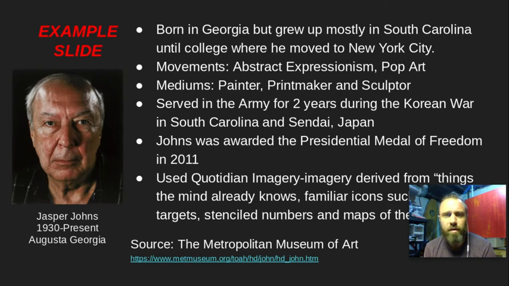So, information about him that is not necessarily something that's just a paragraph. I like bullet points. It's a presentation. So again, things such as movements. He's an abstract expressionist and was a part of the pop art movement. There were other areas too, but those are the ones I felt were the strongest in my opinion. Again, his mediums. A medium simply means what they used to do the art with. So he was a painter, a printmaker, and a sculptor.